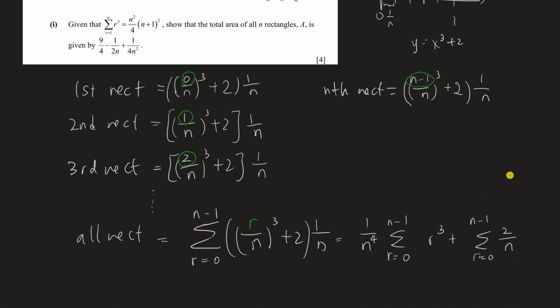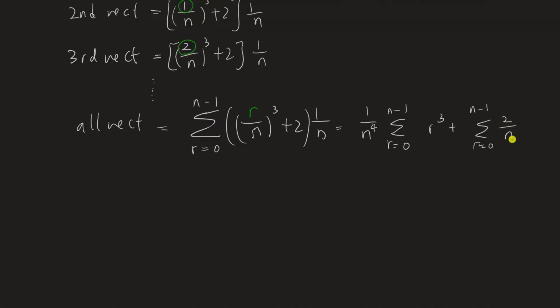Next, let's take a look at this, the second one, the easier one. What is summation of 0 to n minus 1 when there are no r's inside? Every single term is just 2 over n. So the correct answer is 2 over n multiplied by, how many terms are there from 0 to n minus 1? There are n terms. This part is done. We're not touching it ever again.